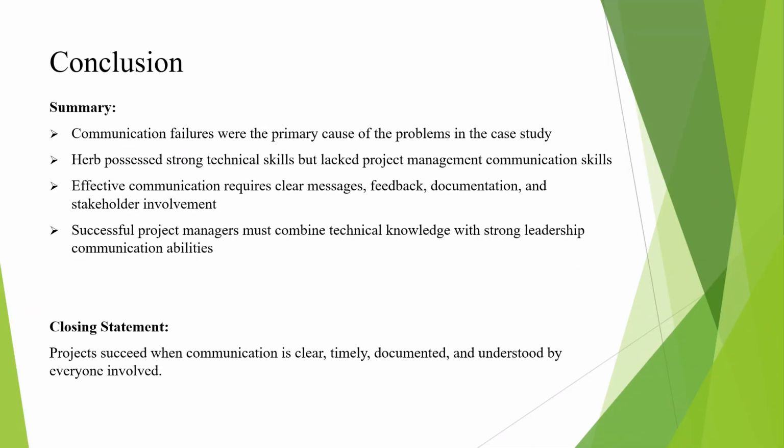So, conclusion: communication failures were the primary cause of problems in this case study. Herb possessed strong technical skills, but lacked those project management communication skills. Effective communication requires clear messages, feedback, documentation, and stakeholder involvement. The whole life cycle for effective communication is clearly stating it, following up, documenting it, and then making sure the right parties are involved.